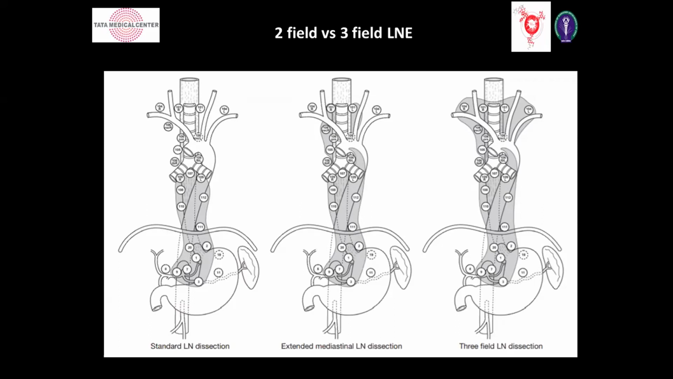If you see the Japanese guideline, they always prefer three-field lymph node dissection for upper thoracic and mid-thoracic esophageal squamous cell cancer. But one thing about the three-field lymph node dissection, this is an extremely morbid procedure. The post-op outcome is really guarded if it's not done in proper hands. So what we follow in our center is, if the patient has any clinically detectable lymph node in the neck before starting treatment, in that group of patients only we consider three-field lymph node dissection.